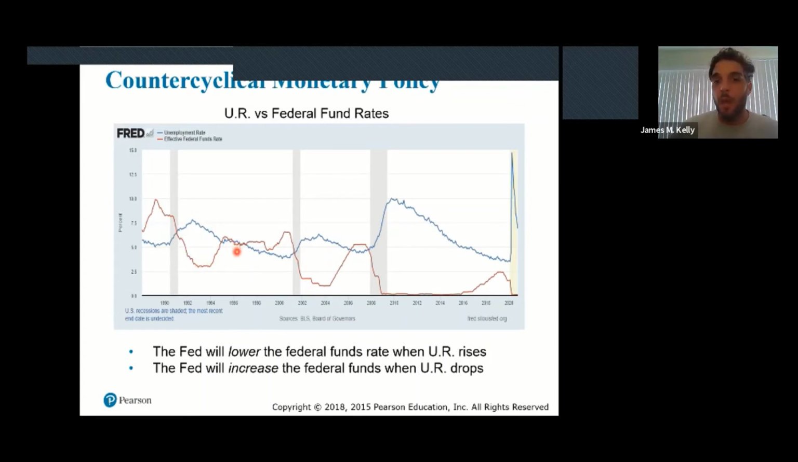Okay, and so we're seeing this counter-cyclical movement, which visually looks like when the blue line goes up, the red line goes down, which is pretty much what we see during recessionary times. During expansionary times, the opposite is going to be true. The blue line is going to go down, which is what we see here, while the red line starts to increase. Okay, so this is a visual representation of the counter-cyclical policies that we've been talking about, specifically manifesting itself in the federal funds rate when compared to the unemployment rate.